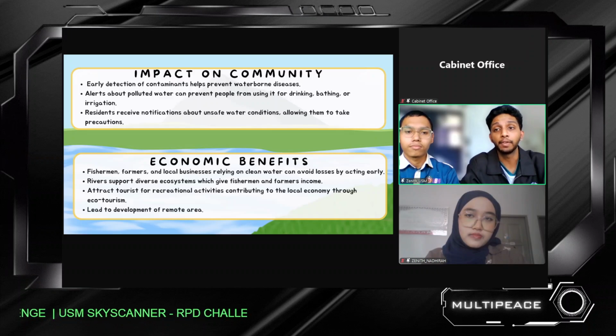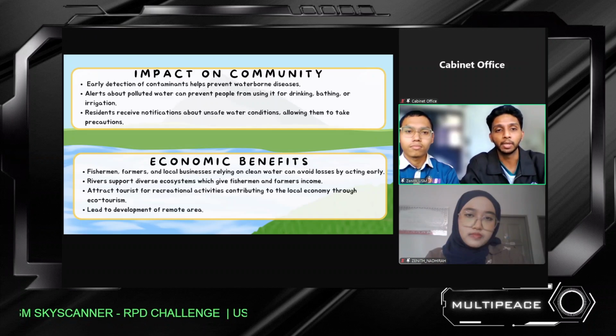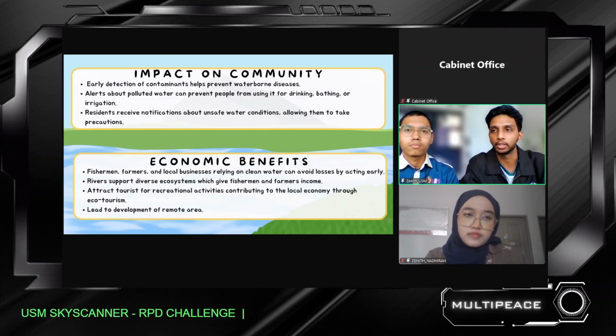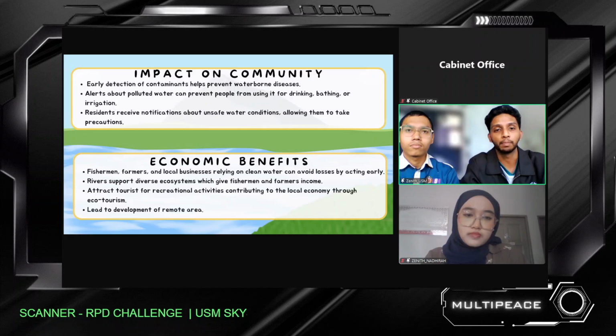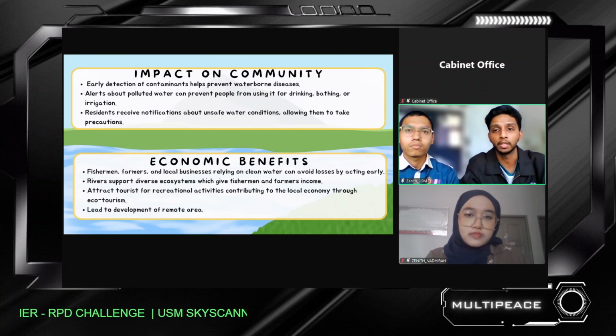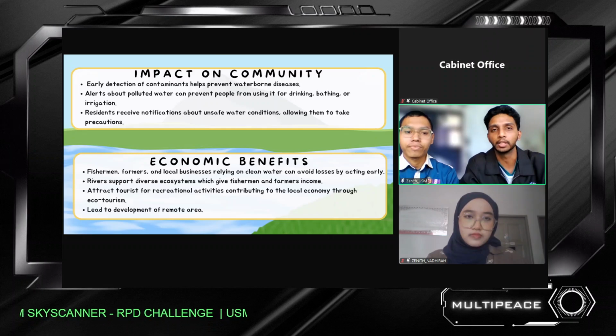And the benefit for the communities is, in Malaysia, rivers are mostly used by the fishermen and farmers for their local business, so clean water can help them to avoid losses. And rivers also support a diverse ecosystem, which gives fishermen and farmers income. Other than that, it also attracts tourism for recreational activities and contributes to the local economy. Eventually, this will also lead to the development of remote areas.